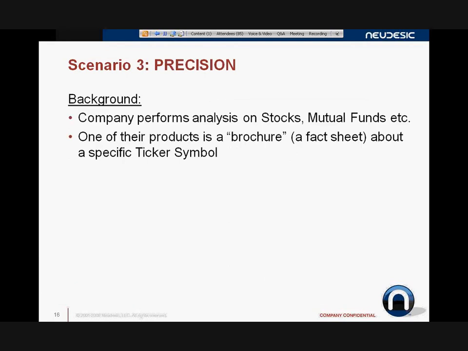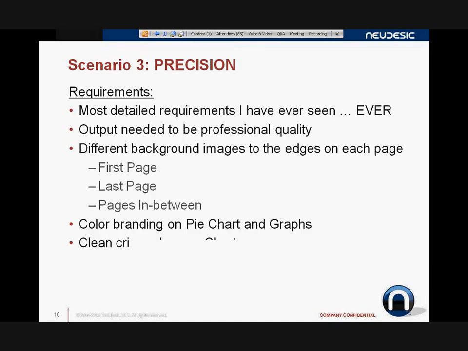Let's talk about number 3 now. This is the one about precision. This is a company that performs analysis on stocks, mutual funds, etc. And one of their products is a brochure, or what they call a fact sheet, about a specific ticker symbol.